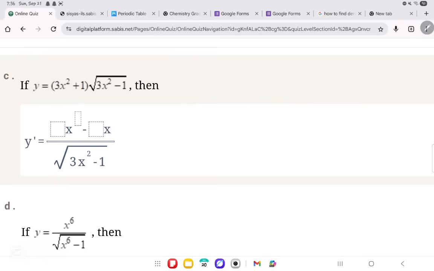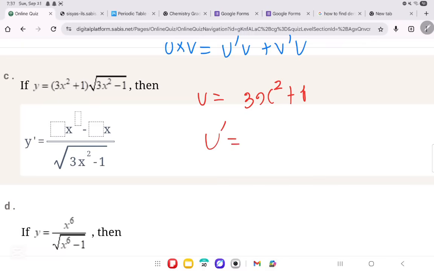Now what happens in part C? Part C, we have u times v. And we said when we're dealing with u times v, it's u prime v plus v prime u. Perfect. What is our u in this scenario? Our u in this scenario is 3x squared plus 1. And what is our u prime? Our u prime in this scenario, or like the derivative of u, is 6x. Then we have v. What's our v in this scenario? Let me just put it directly as 3x squared minus 1 to the power of 1 over 2. And our v prime in this scenario is 1 over 2 3x squared.